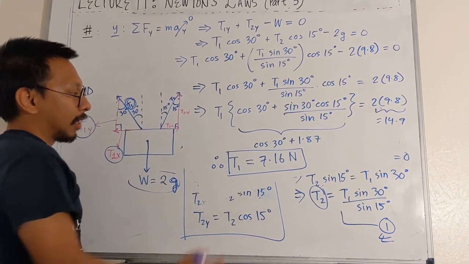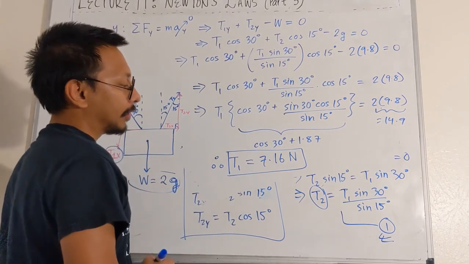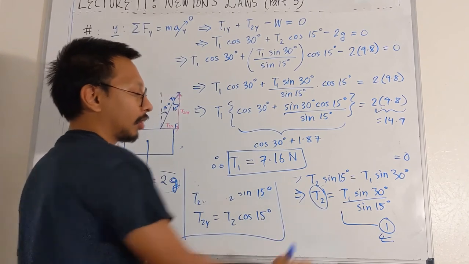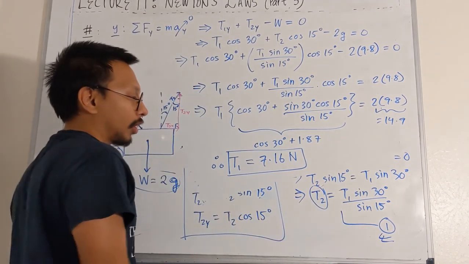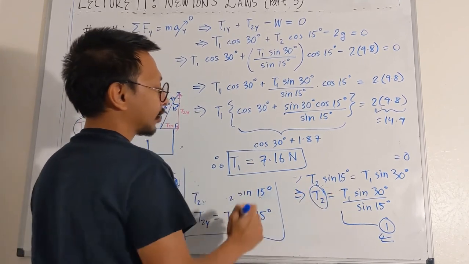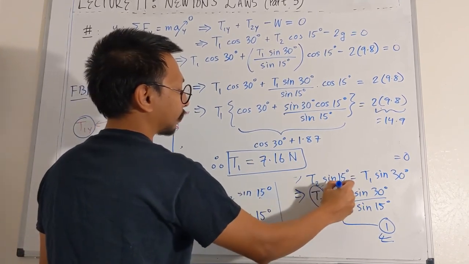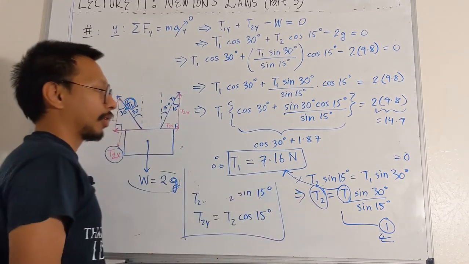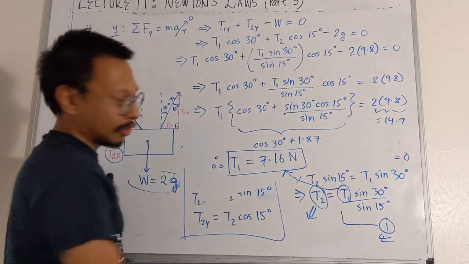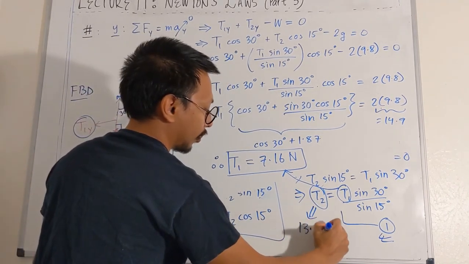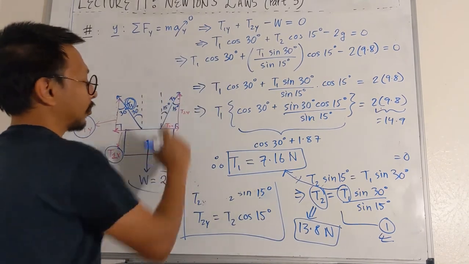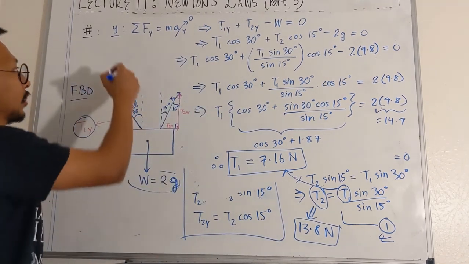Okay, then we want to find T2. What is T2? T2 can be written in terms of T1 using equation 1, as we have done. Just wherever you see T1, replace T1 by 7.16. So then T2 becomes 13.8 newtons. So T2 is the total tension in string 2.